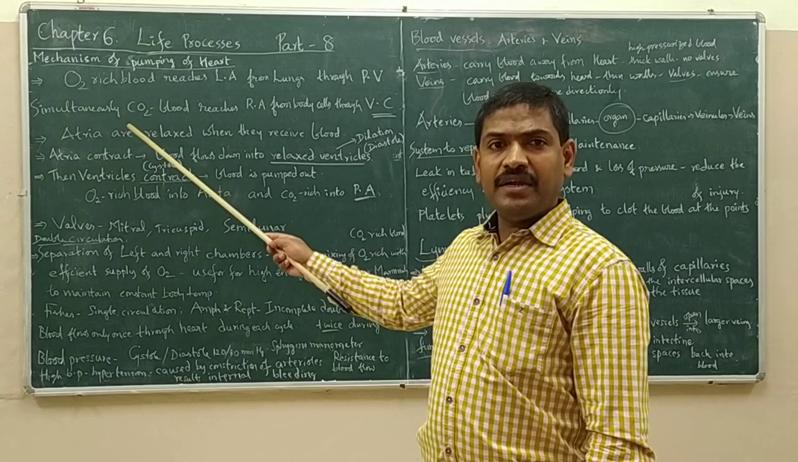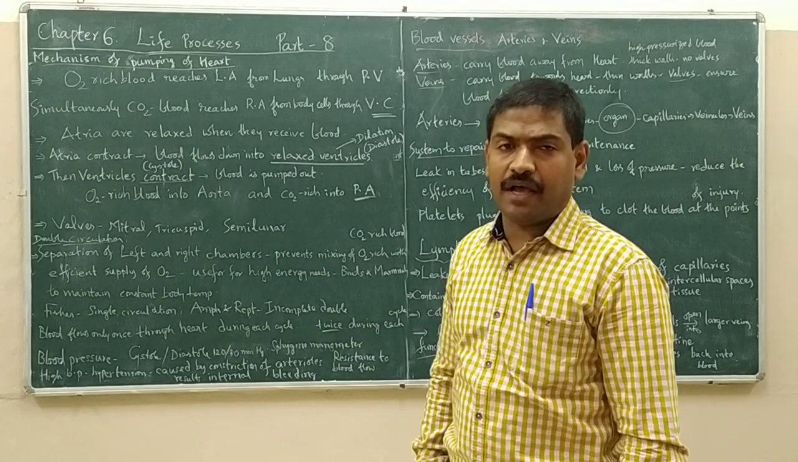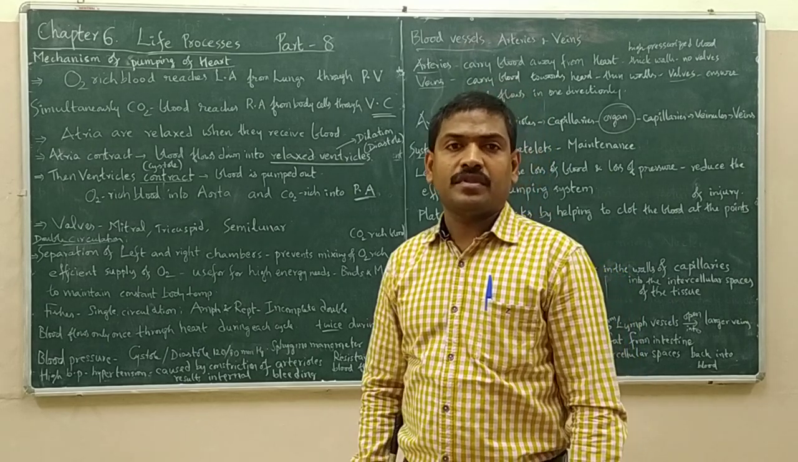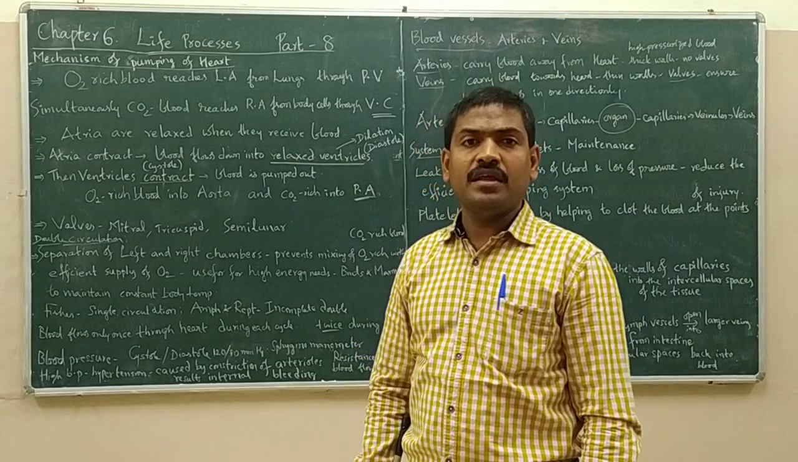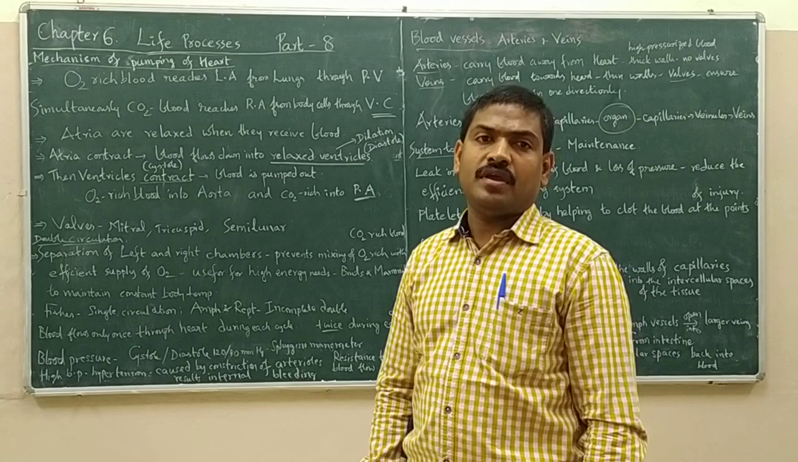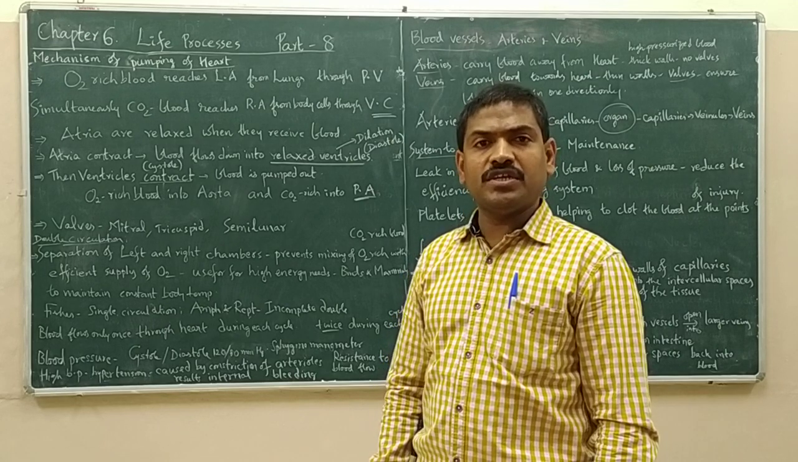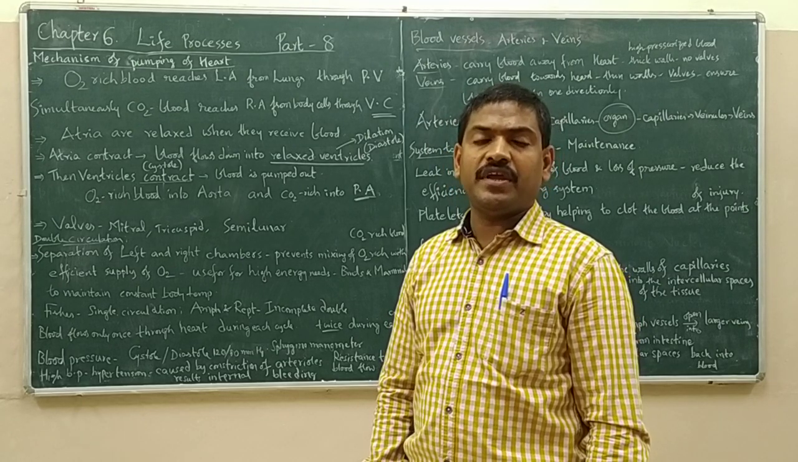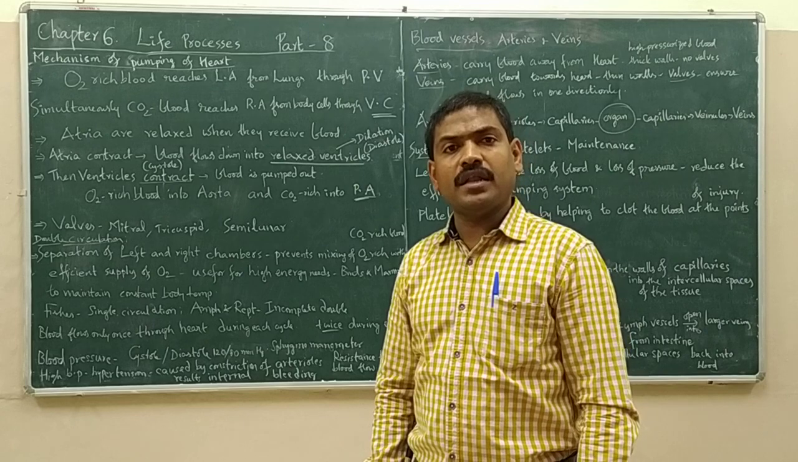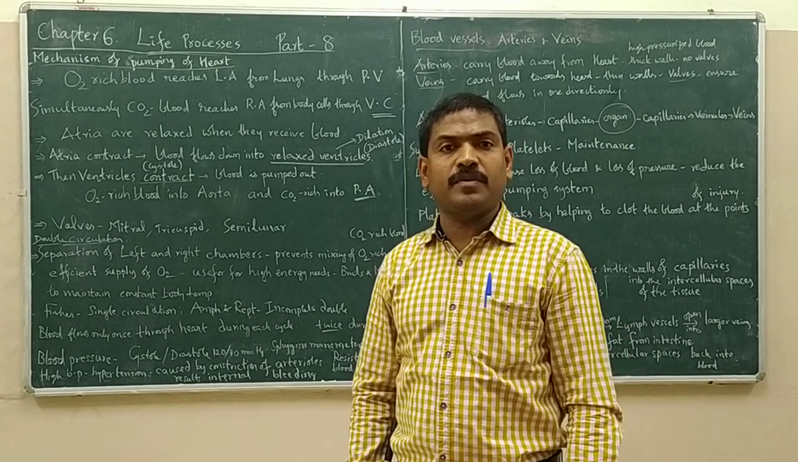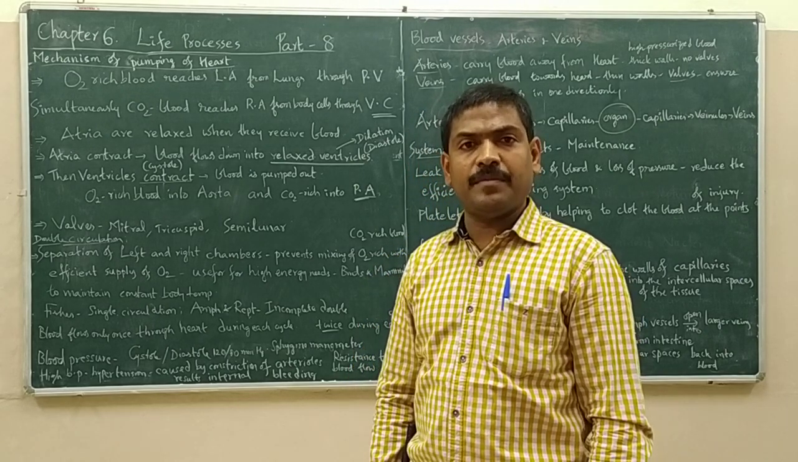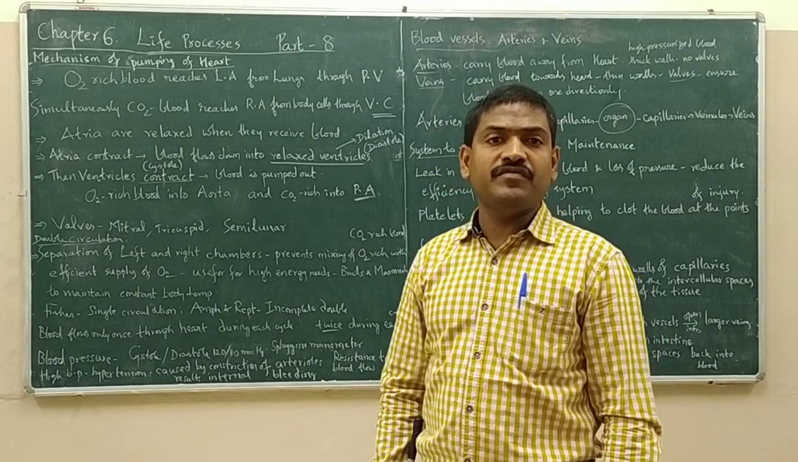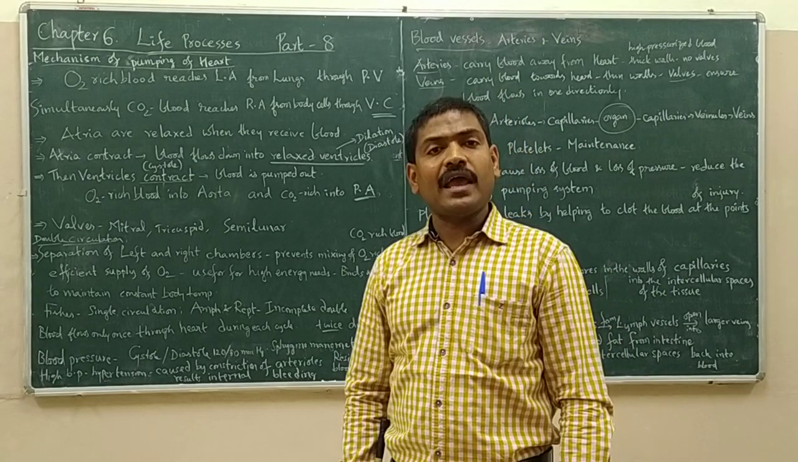When blood is being received, the atria are in relaxed condition. The walls of the atria are in relaxed condition, and both the atria receive the blood simultaneously. That is, the left atrium receives the oxygen rich blood and the right atrium receives the carbon dioxide rich blood. Both are receiving at the same time. While the atria are receiving the blood, they are in which condition? They are in relaxed condition.